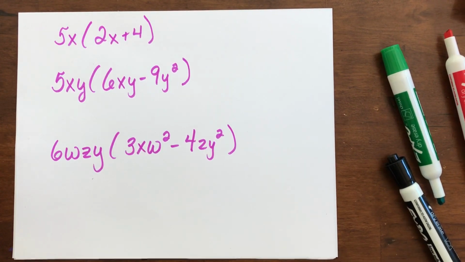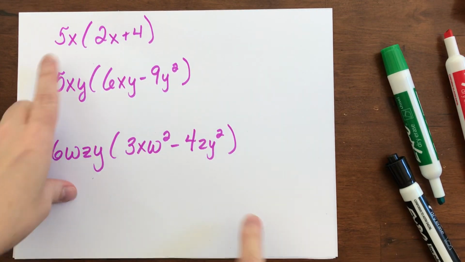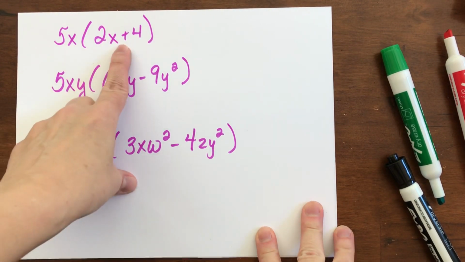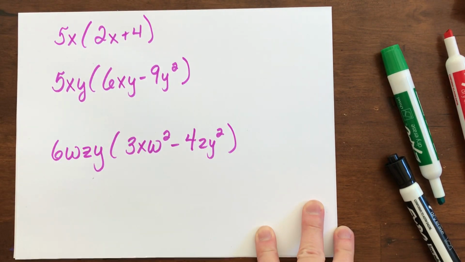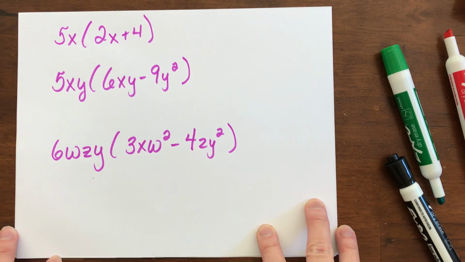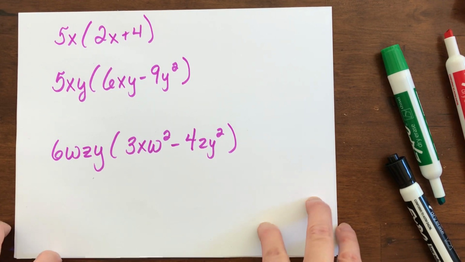Right, before we get started with what I want to show you next, which is the FOIL method, I want to remind you how you multiply a monomial by a binomial, okay? Because I just want to make sure you remember how to do this. It's just basically the distributive property, and also tests your exponent rules, okay?